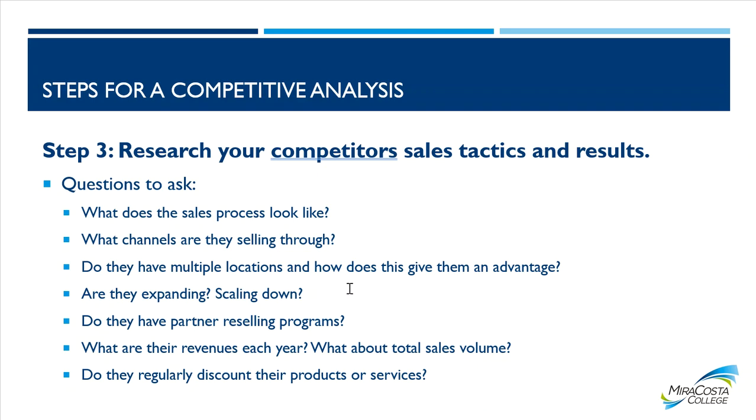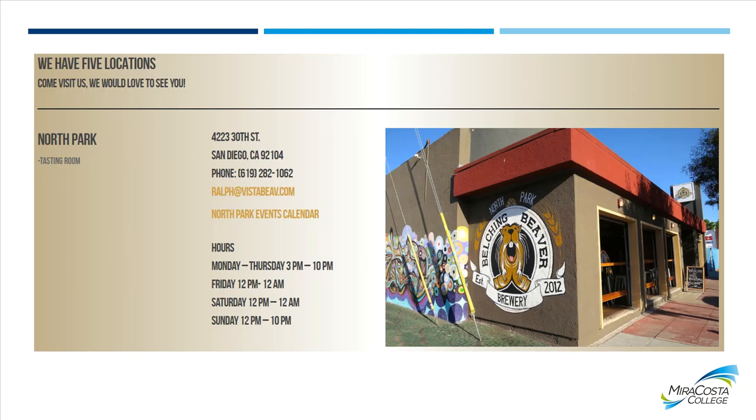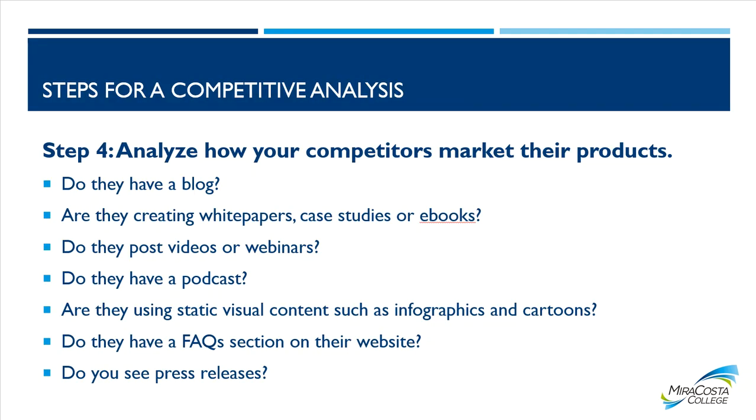Are they expanding, scaling down? Do they have partner reselling programs? What are their revenues each year? What about total sales volume? Do they regularly discount their products or services? So based on the size of the brand and company, some of this information may be really hard to find. Some of it may be very easy. So Belching Beaver, you can, again, find a lot of great stuff on their website. You can do a lot of Google searches. They happen to have multiple locations.